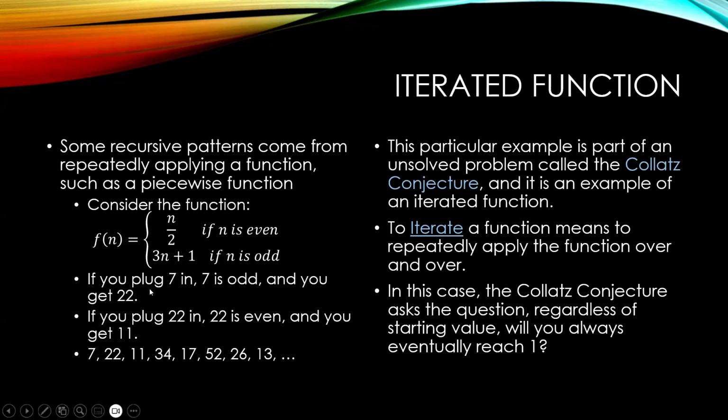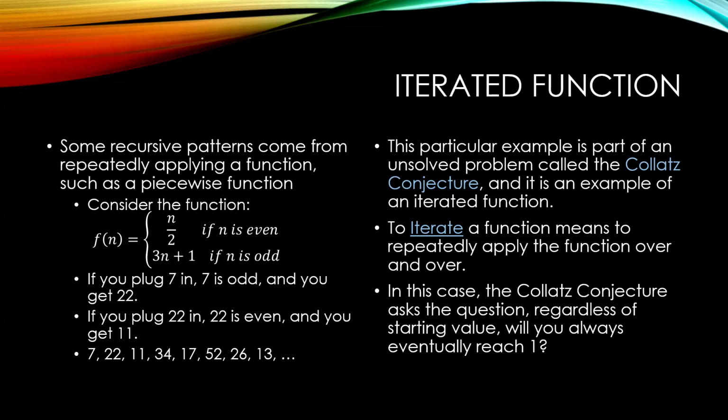And so here is a function. F of n is equal to n over 2 if n is even, and 3n plus 1 if n is odd. And so if you plug in 7, 7 is odd, so you would multiply it by 3 and add 1. So 7 times 3 is 21, plus 1 is 22. If we take the 22 and plug it in, well, 22 is even. And because 22 is even, you would divide by 2. From there, we can see we get 11.